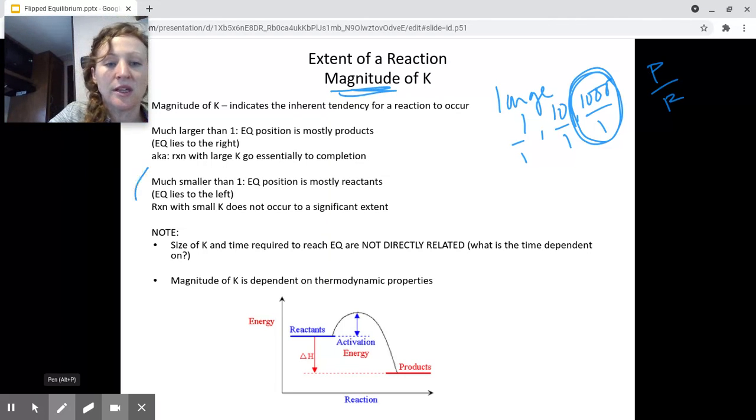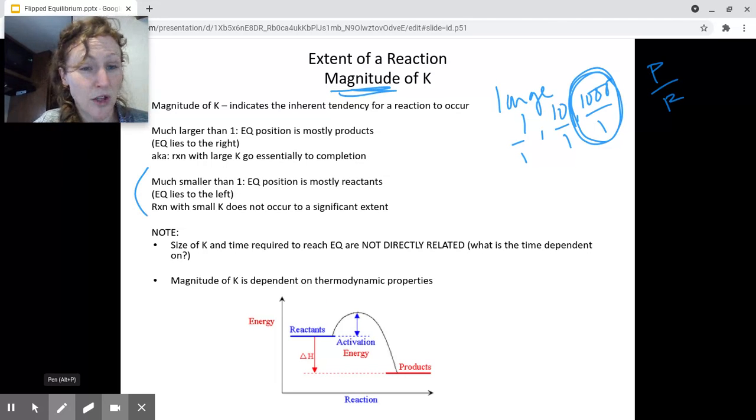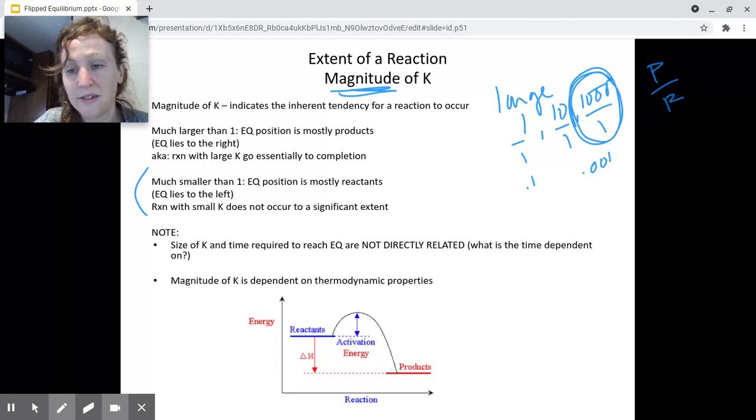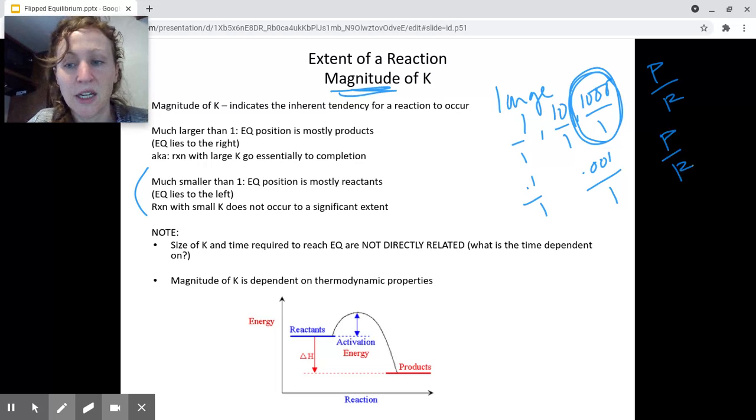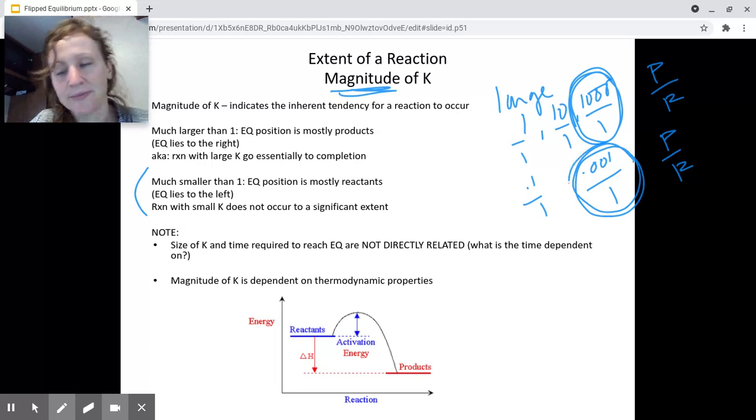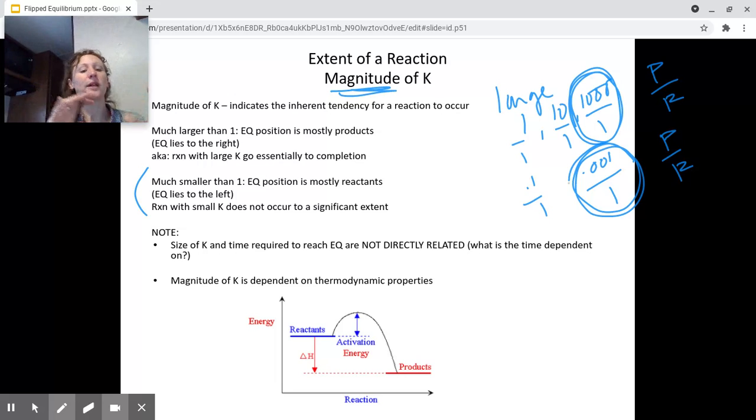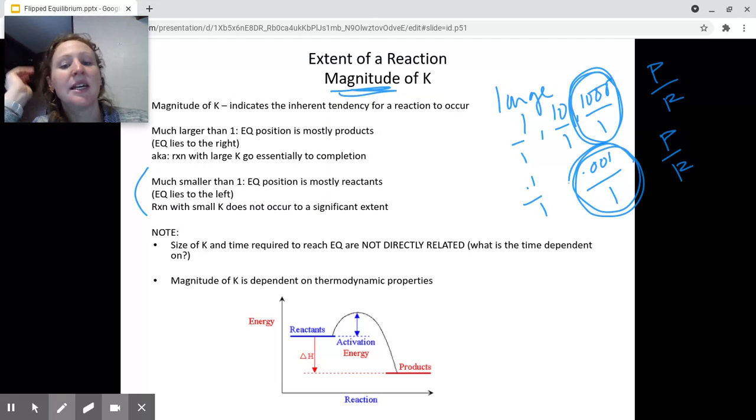Same thing if you have something that's smaller than 1, right? Let's say we have 0.1 or 0.001. Remember, that's a ratio too of products to reactants. So for every 1,000 reactants, in this case, we're going to have one product. So it can tell you the point at which a reaction stops.